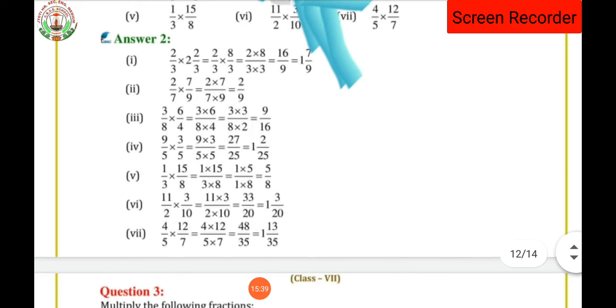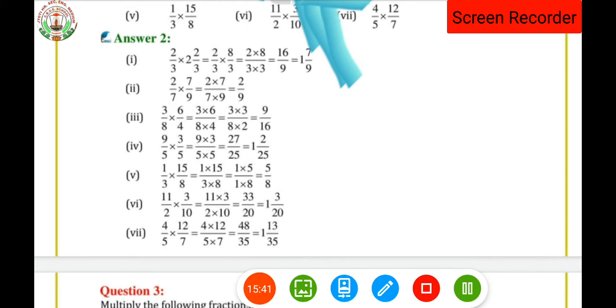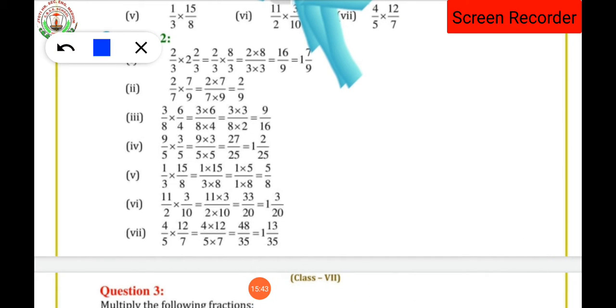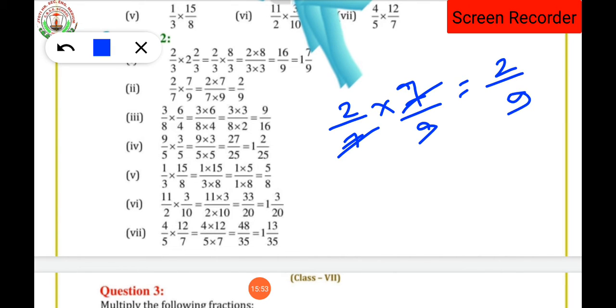In the same way, the second part we are going to do. Second part is 2 upon 7 into 7 upon 9. That's a direct question. Okay. So 7 will get cancelled. 2 upon 9 we will have the answer. Clear? Then the next one, third part.